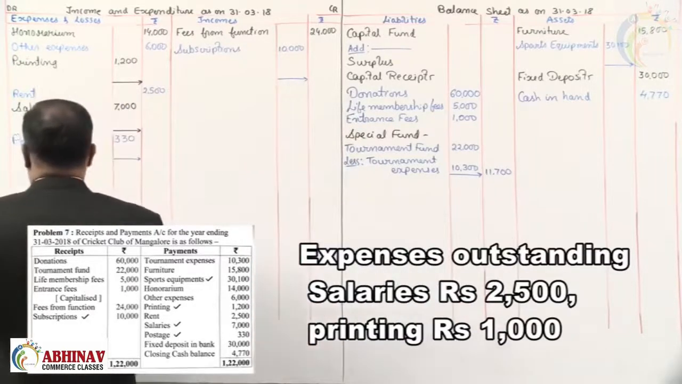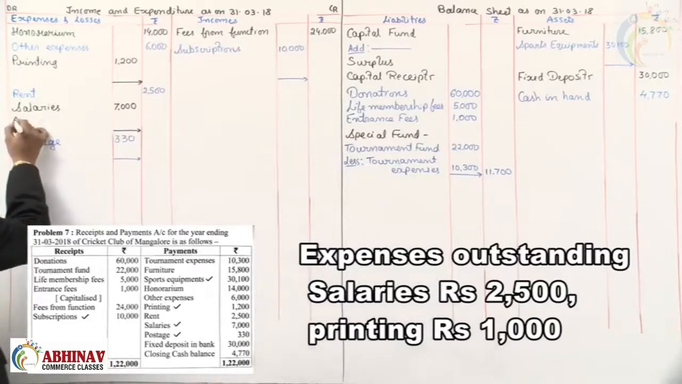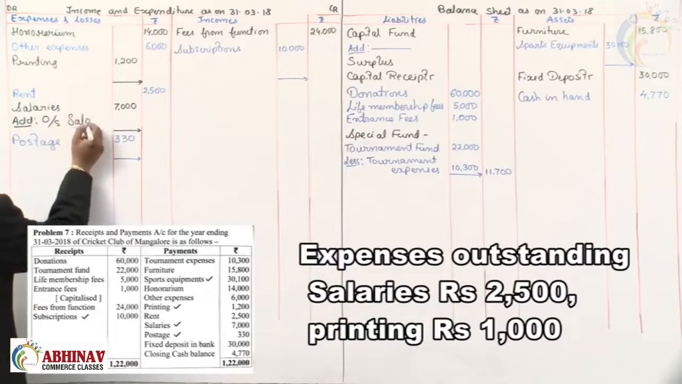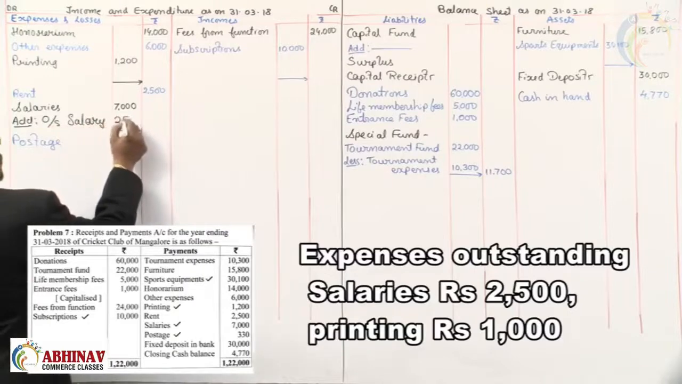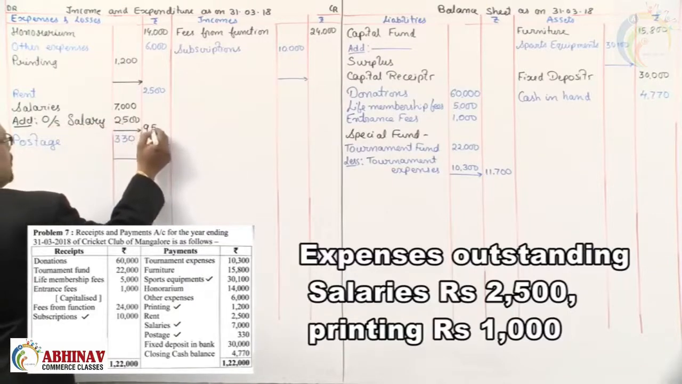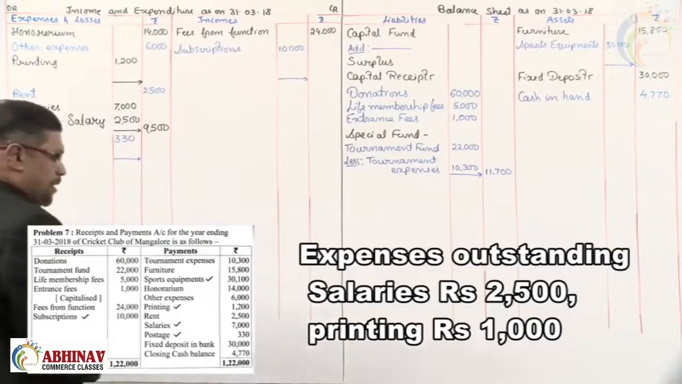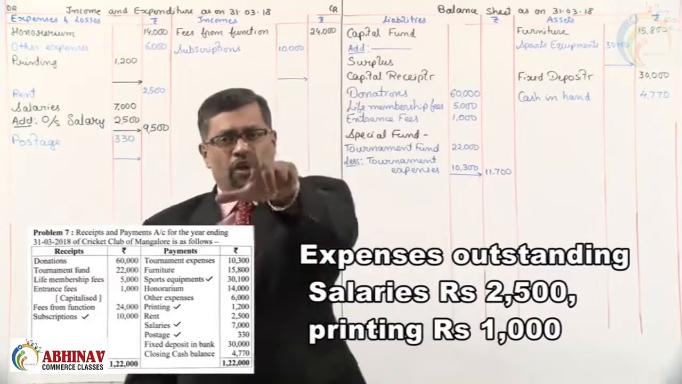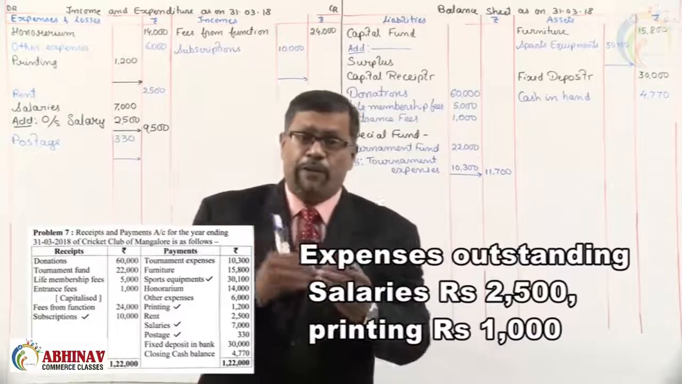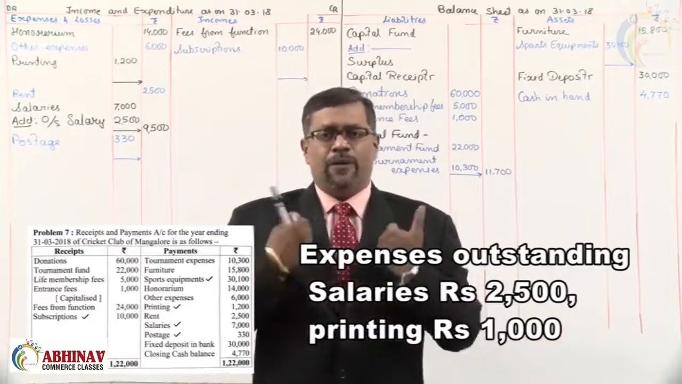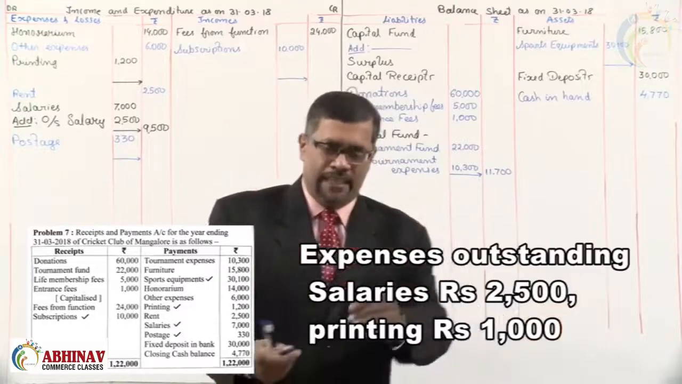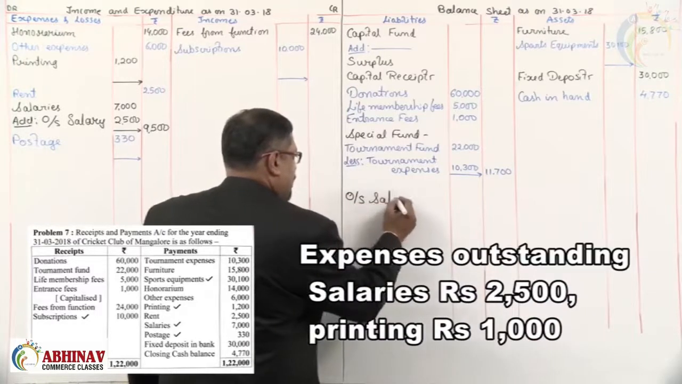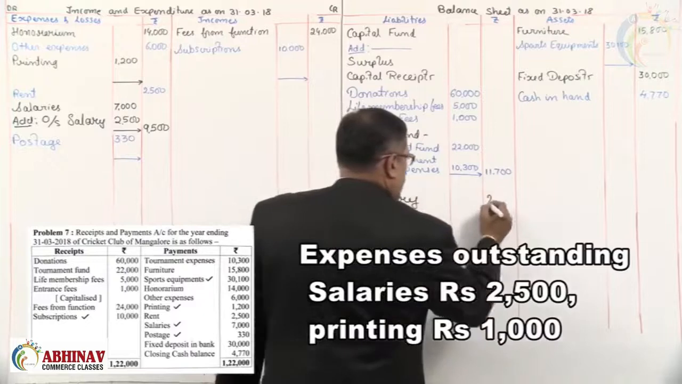Let us see how to record that. Salary is what you have taken in the inner column. Add outstanding salary 2,500. In the outer column 9,500. What is salary? Expenditure. Expenditure outstanding means what? Asset or liability? Liability. Because when we have to pay the expense, that's our liability. What we have to pay is a liability. We'll show it as a liability. Outstanding salary 2,500 rupees.